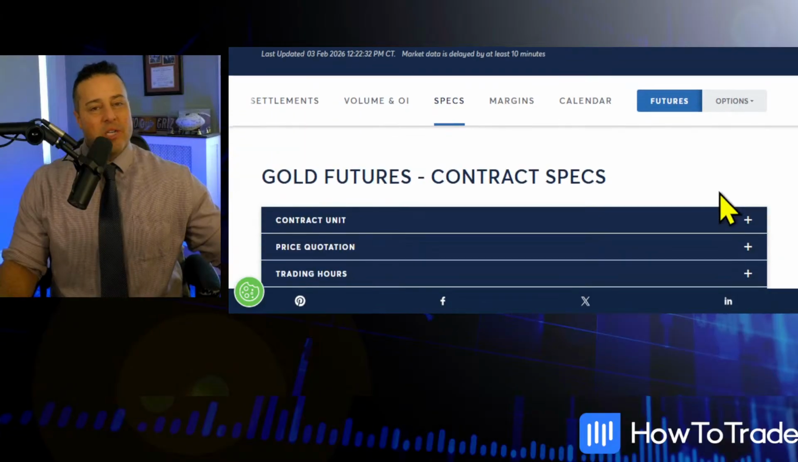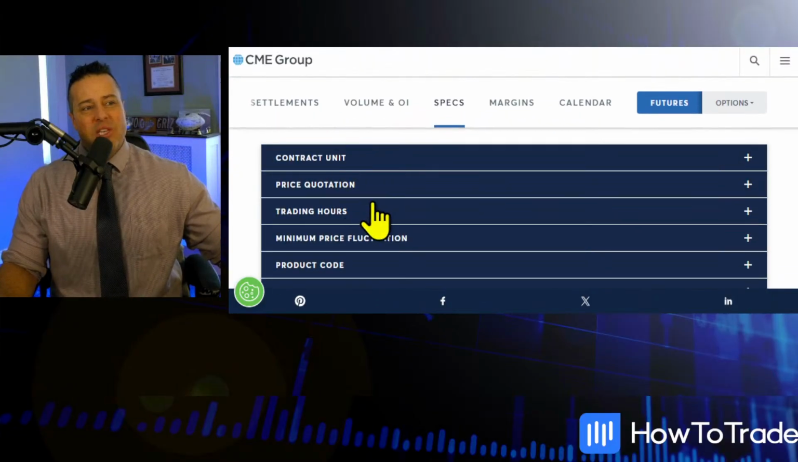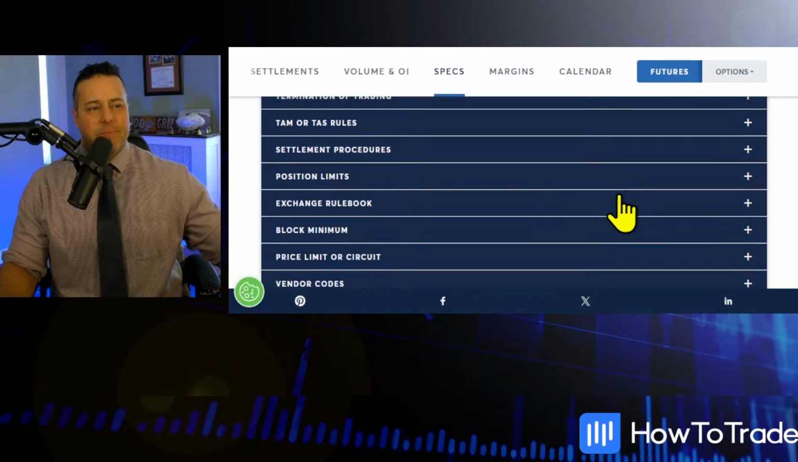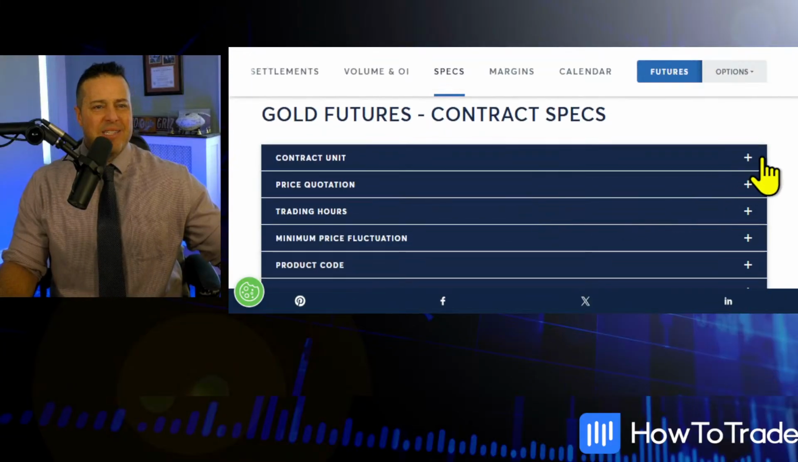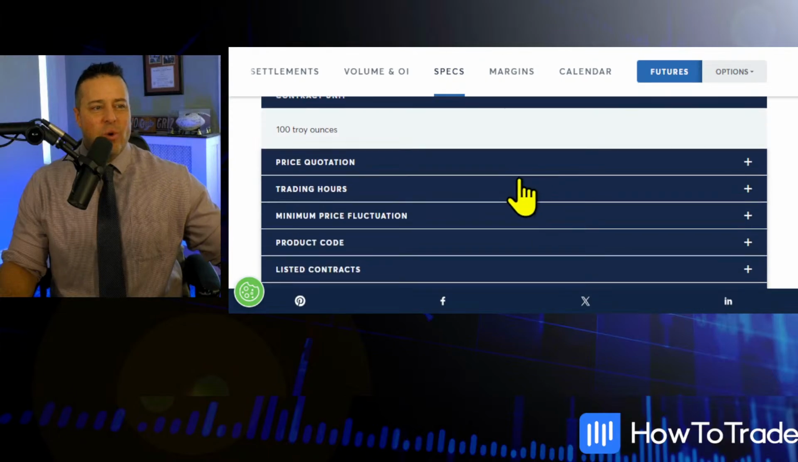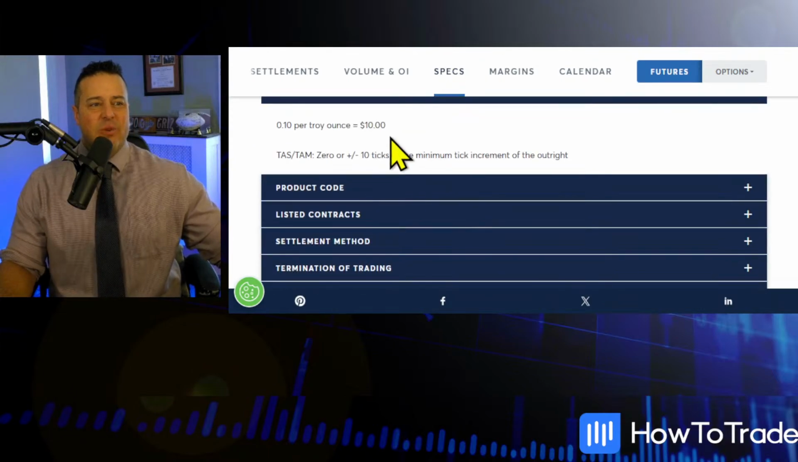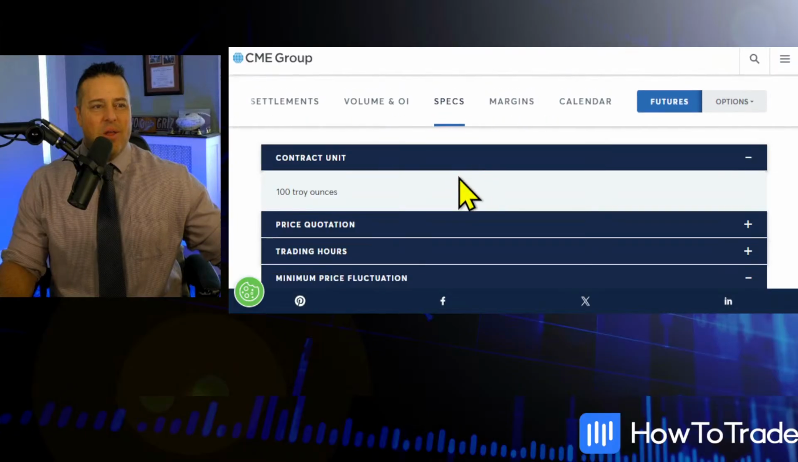All right, let's take a look at the contract specs, full-size gold. You can see all these different things. The big thing I want to point out is some of your margins, or excuse me, your specs. What is this? 100 troy ounces is the contract. Price fluctuation is 10 cents for $10 per tick.